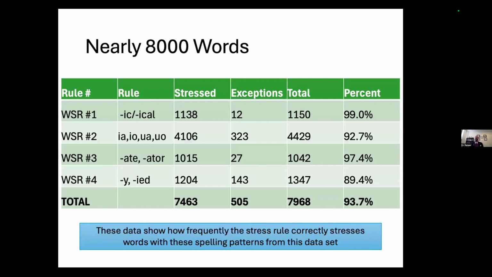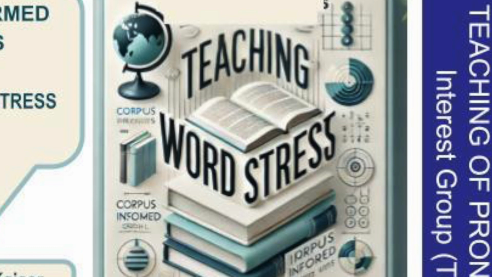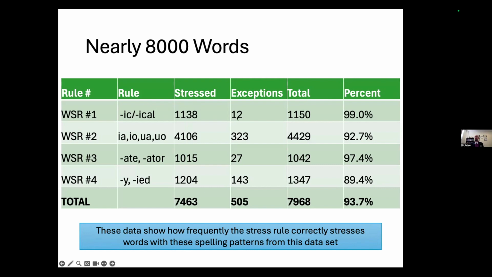These data show the number of words for each of these word stress rules, how many of them were stressed by the rule, and then how many exceptions. So I was able to come up with different percentages. The four rules together, we get 93.7% effective. So 93.7% of the time on these words that appeared more than 100 times in COCA, the stress rules would work. The other percent, it would be an exception.